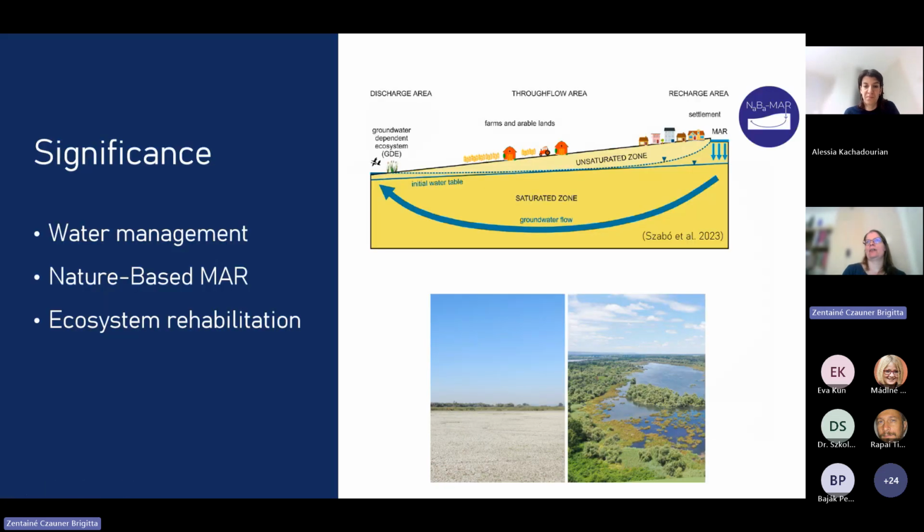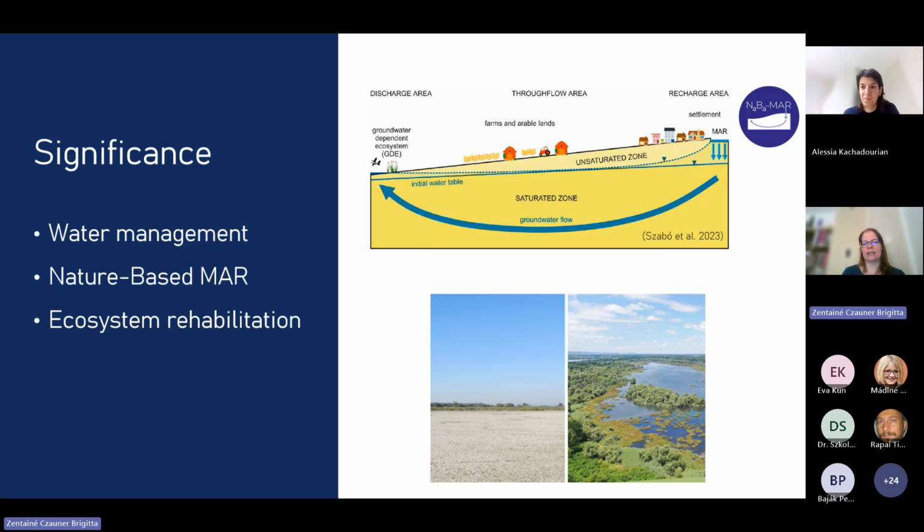Okay, so that's all about the related phenomena. And finally, I just would like to mention the significance of these results beyond the area-specific significance. Of course, on one hand, the question of the distribution of renewable and non-renewable groundwater resources can be interesting in water management.